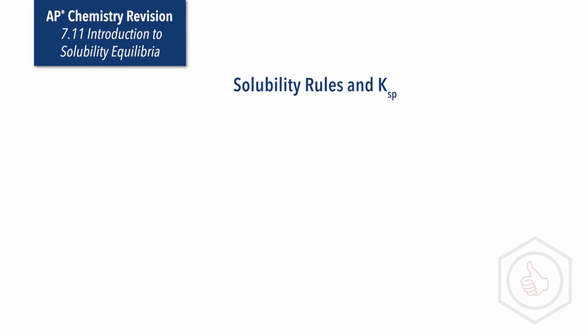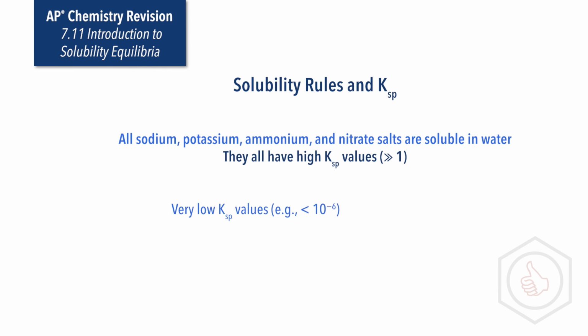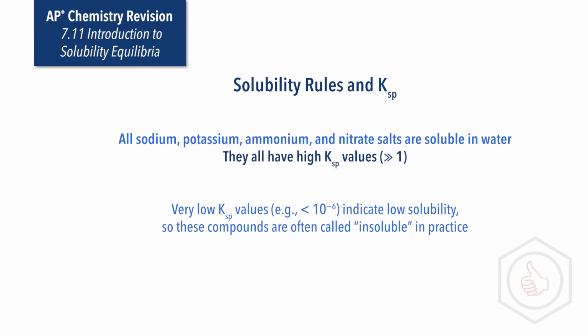Common solubility rules can be explained using KSP values. For example, all salts that contain sodium, potassium, ammonium, and nitrate ions are soluble in water, and these salts correspond to very high KSP values. Equally, salts that have very low KSP values indicate low solubility, so compounds are often called insoluble in practice, even though a tiny bit of that salt will still dissolve in solution.